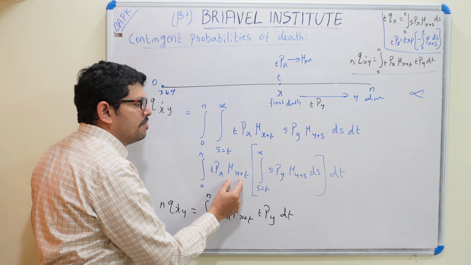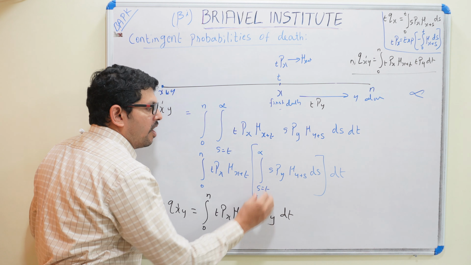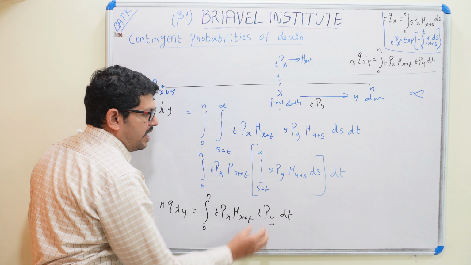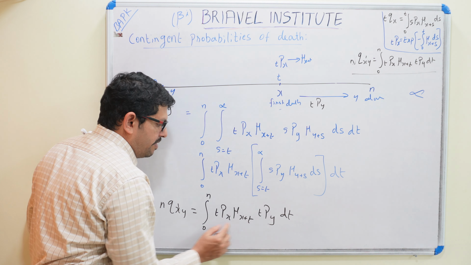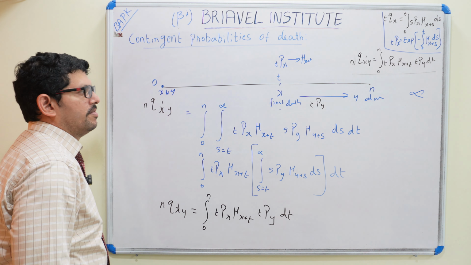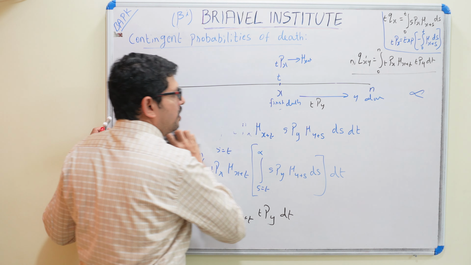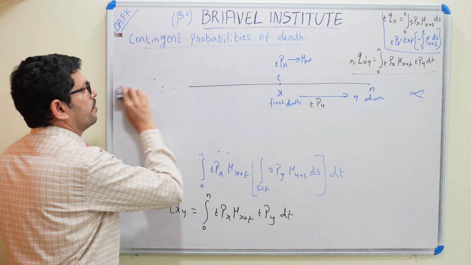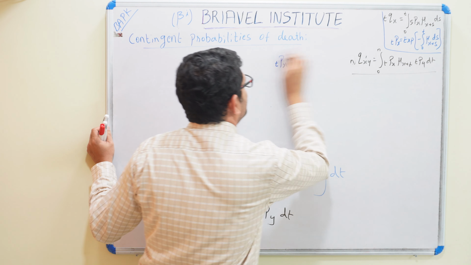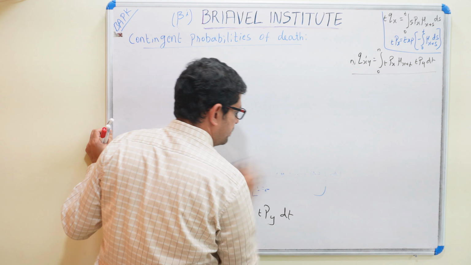So tpx and μ(x+t), at any point of time. After that only Y is dying. So that explains that Y will be alive at the time of t. This is the simplified formula. Hope you understood this formula. Now we can solve one problem based on this equation.